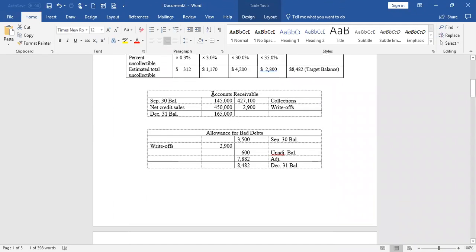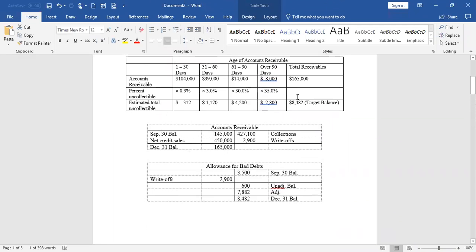As you can see, and I told you to do this on your own too, if you start your accounts receivable where it told us, 145,000, increase it for the sales on account, decrease it for the collections on account and the write-offs, the balance is 165,000, which is also, and it should be, the balance on your aging of accounts receivable. So accounts receivable is 165,000. All we're doing is breaking it down by age. So it's a very specific estimate here.